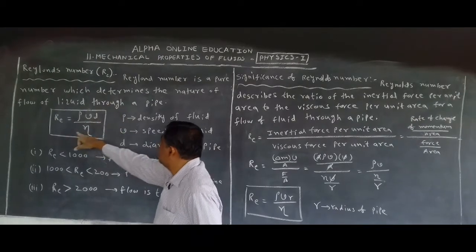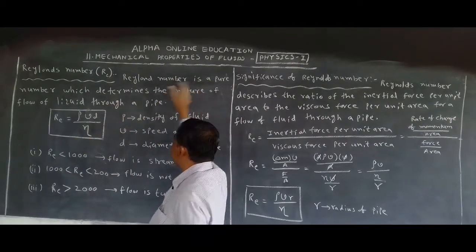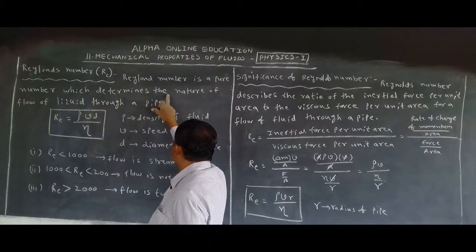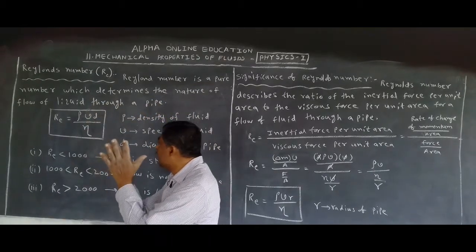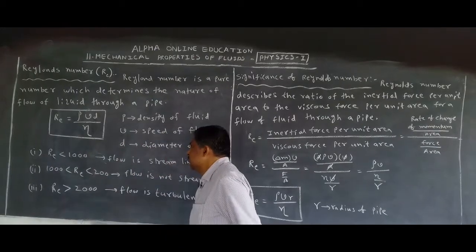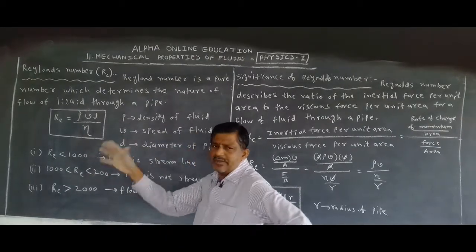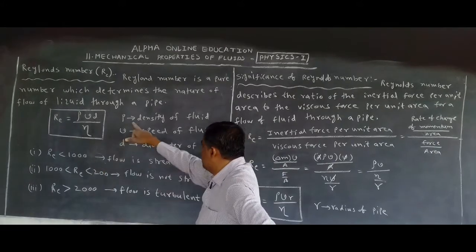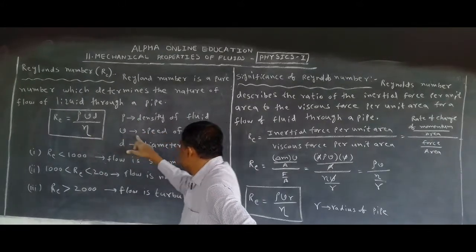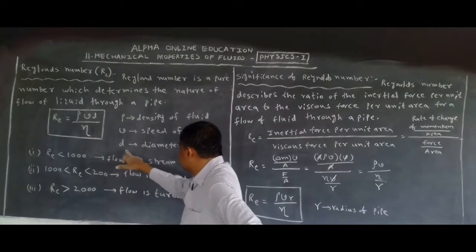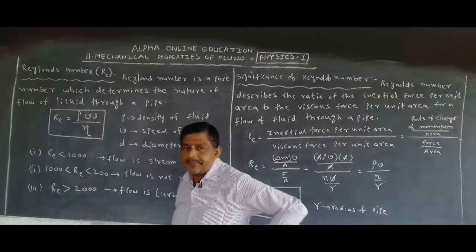What is the Reynolds number? Reynolds number is a pure number which determines the nature of flow of fluid or liquid through a pipe. This is the equation. It is a number, that's why no units. What is rho? Density of the fluid. What is V? Speed of fluid. D, diameter of the pipe.